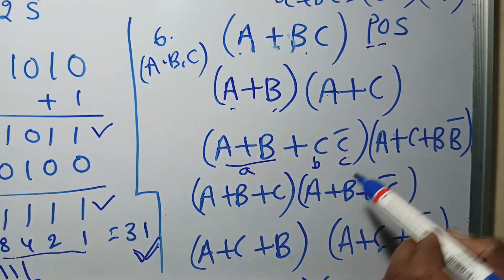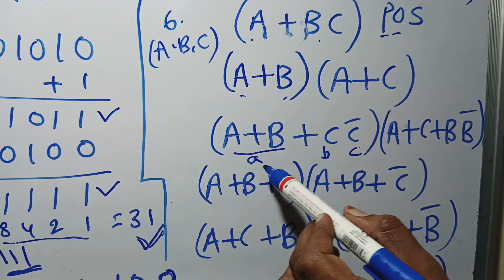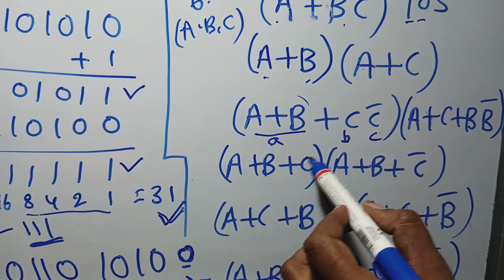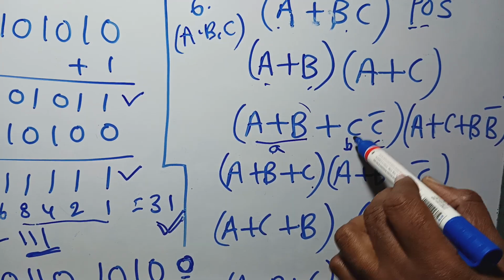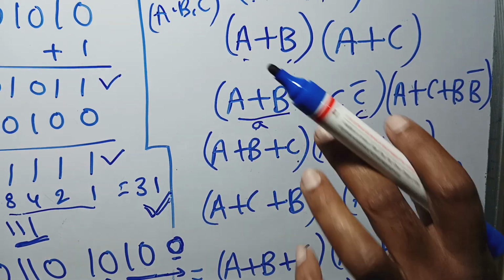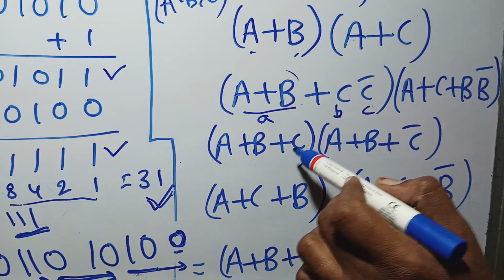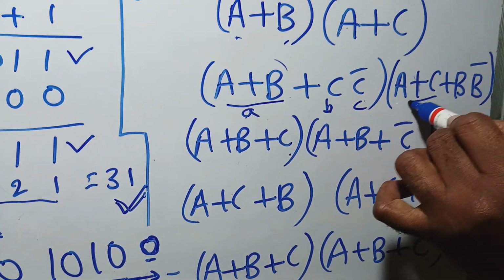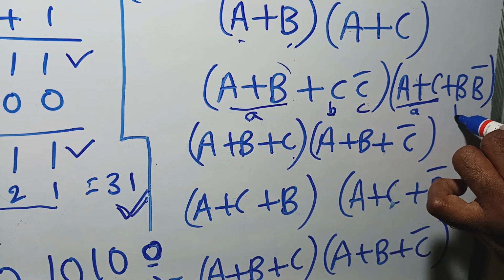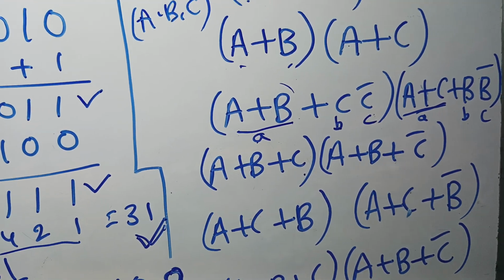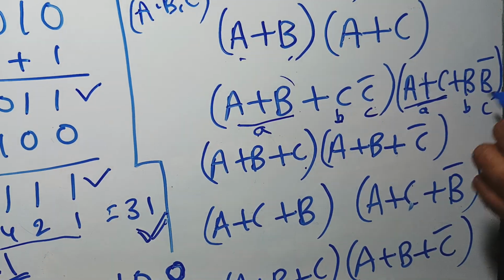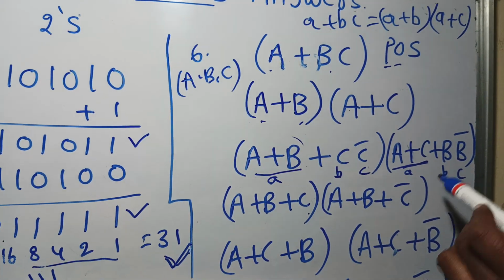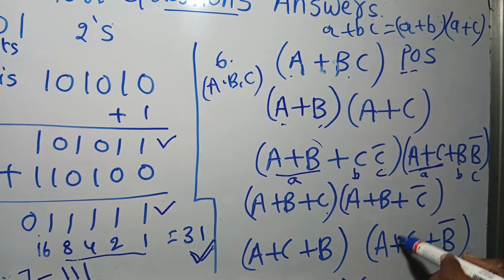Again the same formula: A plus B into A plus C. In place of A we have A plus B, taking A plus B as a single variable: (A plus B plus C) into (A plus B plus C bar). Similarly, this I am taking as A, this is B, this is C, the A plus BC formula. So this is (A plus C plus B) into (A plus C plus B bar).